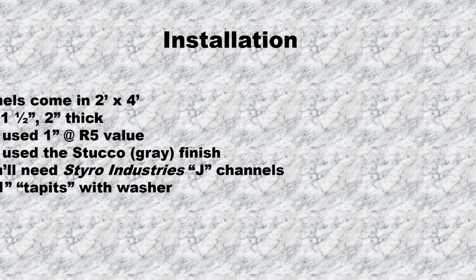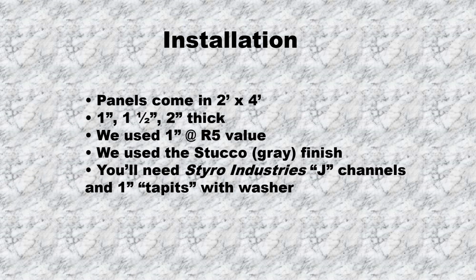All right, let's get to the installation part. I'm not going to spend a whole lot of time. These panels come in 2 foot by 4 foot, and they do come in 1.5 and 2 inch thick. I used 1 inch, and that's about an R5 value. By the way, my exterior walls are rated, I think, at an R16 value with the insulation. We use the stucco gray because that's the color scheme in my house, and they're by Styro Industries. They also supply J channels with 1 inch Tapcons and washers. Don't worry about that. We'll see that.